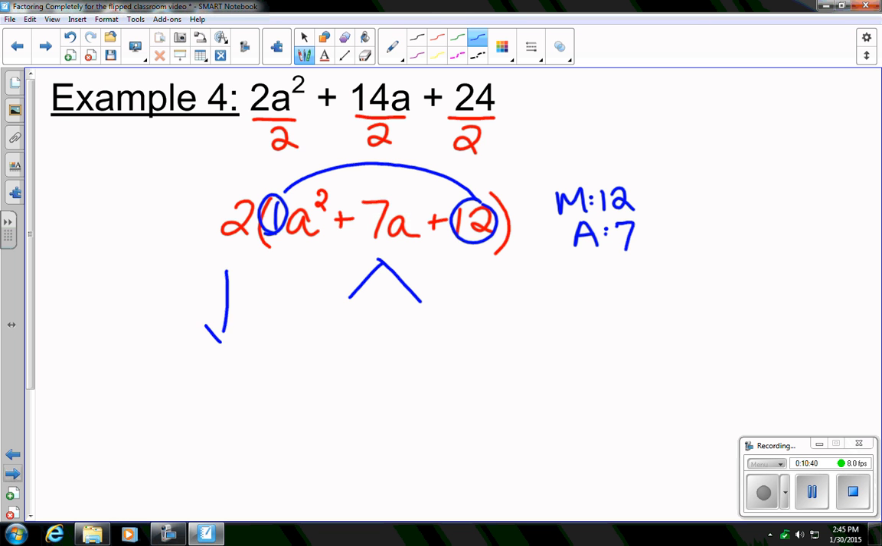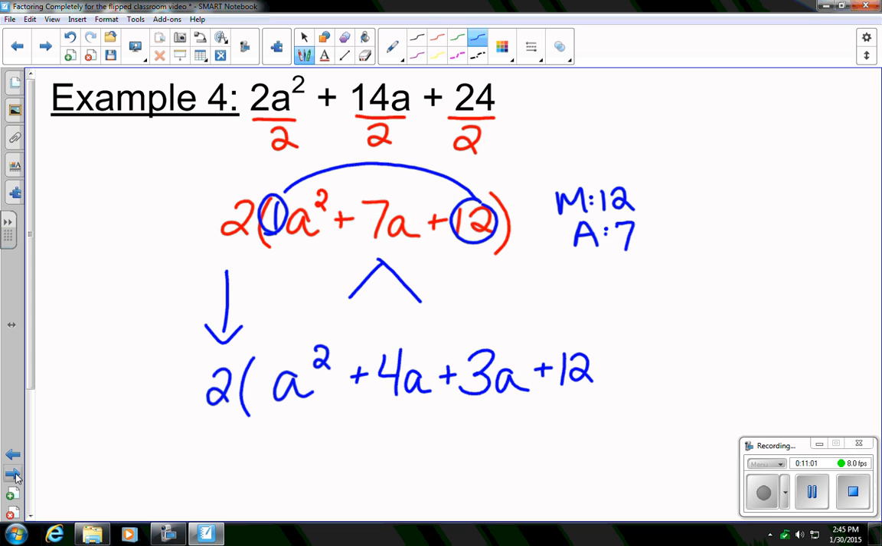So once again, we have this 2 on the outside that we bring down because we're not using it. And we're splitting that middle term into two numbers that multiply to 12 and add to 7. Those two numbers are 4 and 3. So we split that 7a into a positive 4a and a positive 3a.